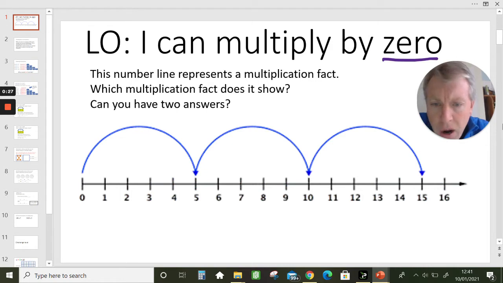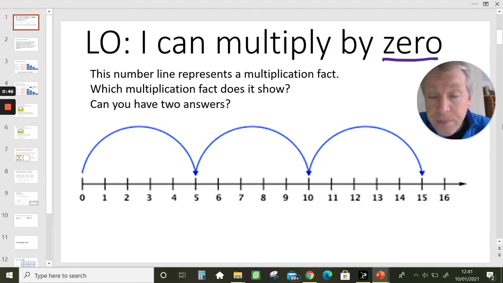I've drawn a number line here, can you see? Here's the number line, and it represents a multiplication fact. What multiplication fact does it show? And are there two answers? Pause the video. What do you think?